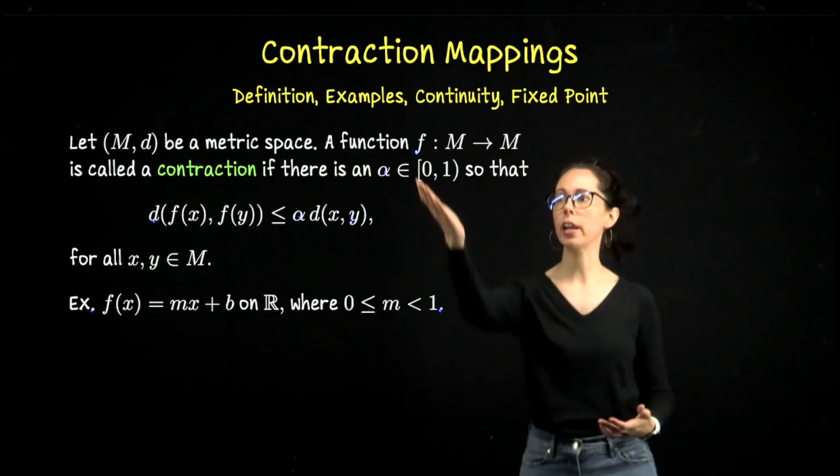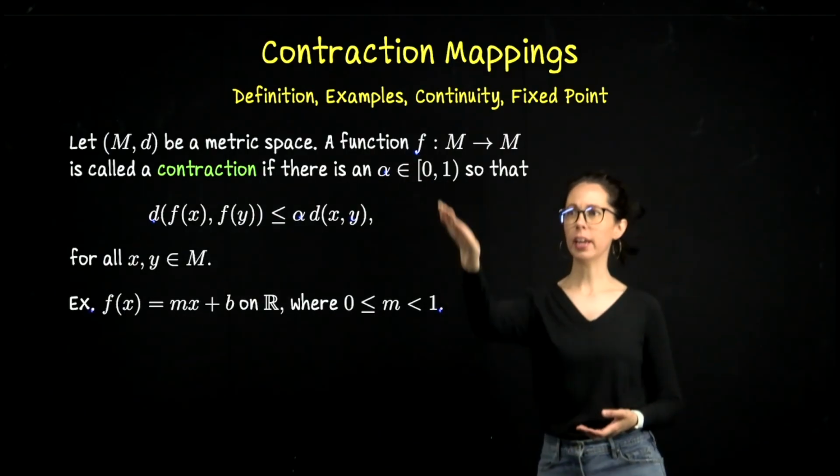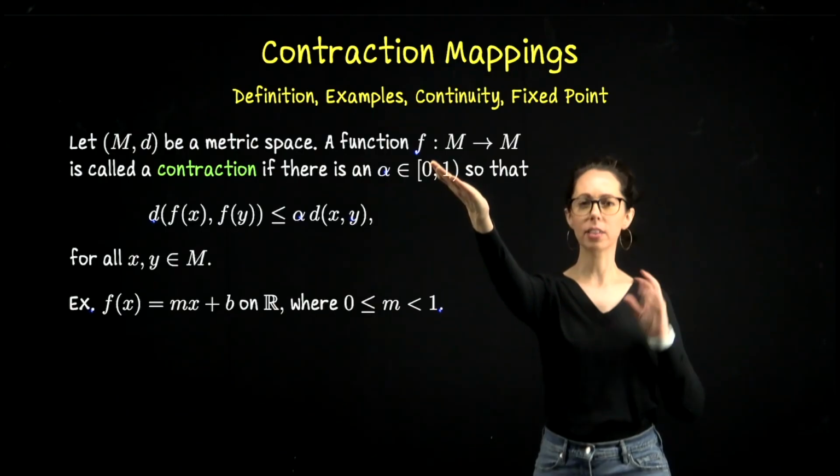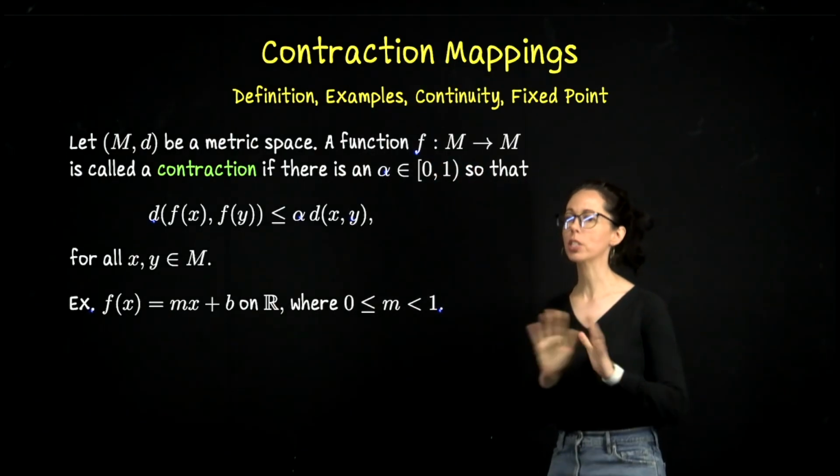We have some function f defined on a metric space. And what's important here is that f sends the domain back into itself. So the codomain for f is a subset of the original domain.